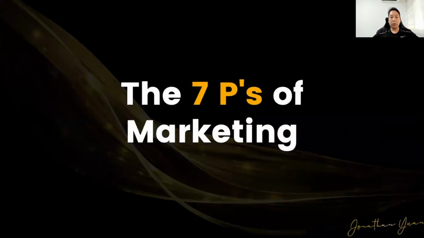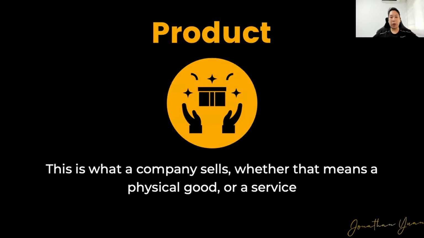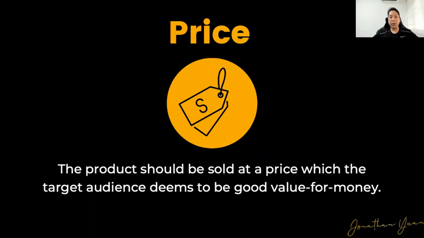And let's look at the 7 P's of marketing. The first one is product. This is what a company sells, whether that means physical goods or services. The second thing is price. The product should be sold at a price which the target audience deems to be good value for money.